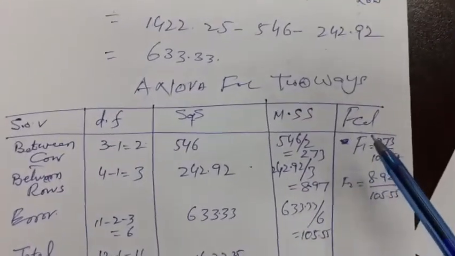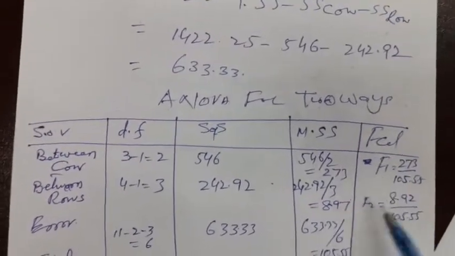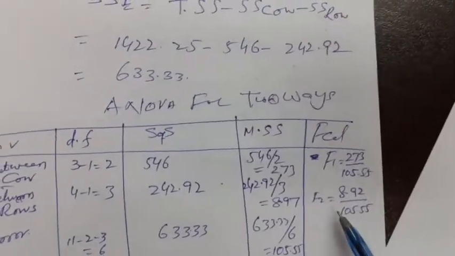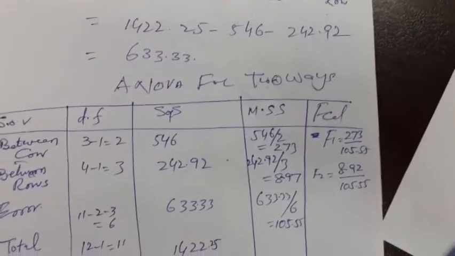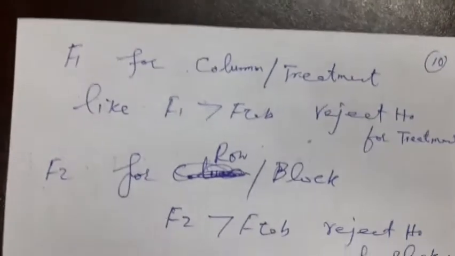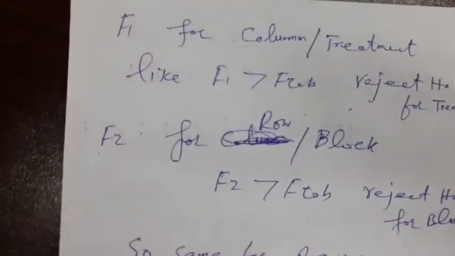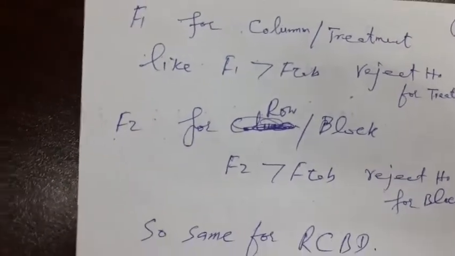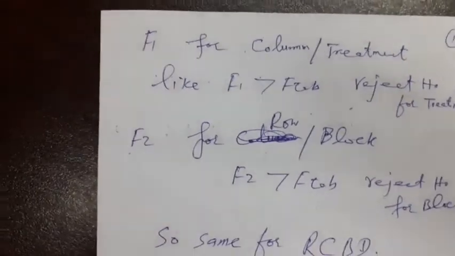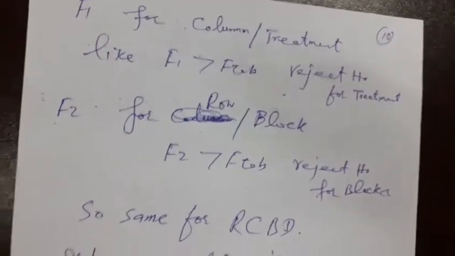So here we have two calculated values: number 1 for the columns, number 2 for the rows. Rows are the blocks, columns are the treatments. F1 for the columns: if F1 is greater than tabulated, reject H0 for the treatment. F2 for rows, blocks: if F2 is greater than the table value, reject H0 for the blocks.